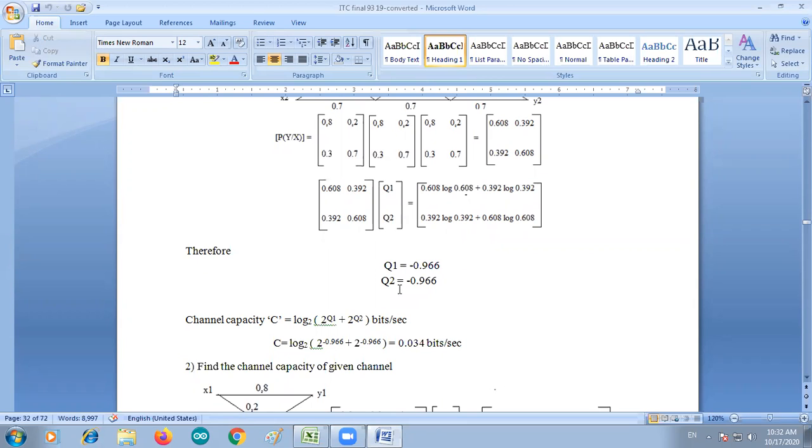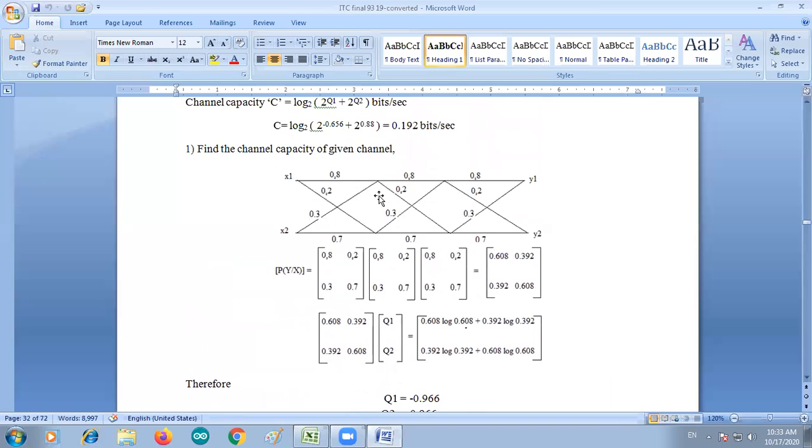Then the channel capacity C is equal to log of 2 to the power of Q1 plus 2 to the power of Q2. So that is equal to 0.034 bits per second. 0.034 bits per second is the channel capacity. So that is the cascaded one.